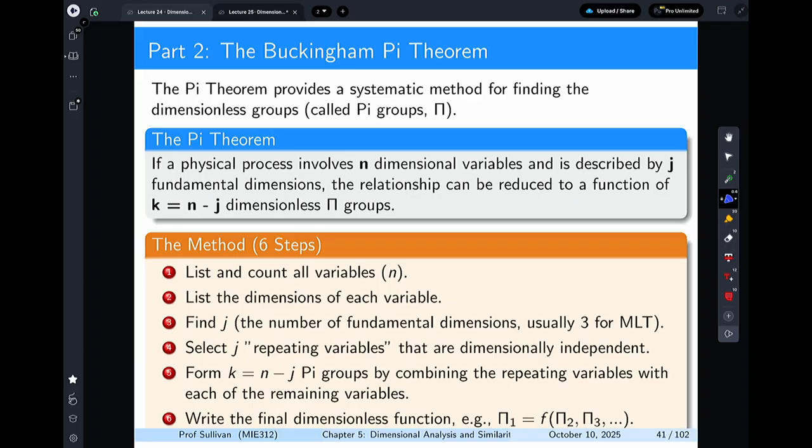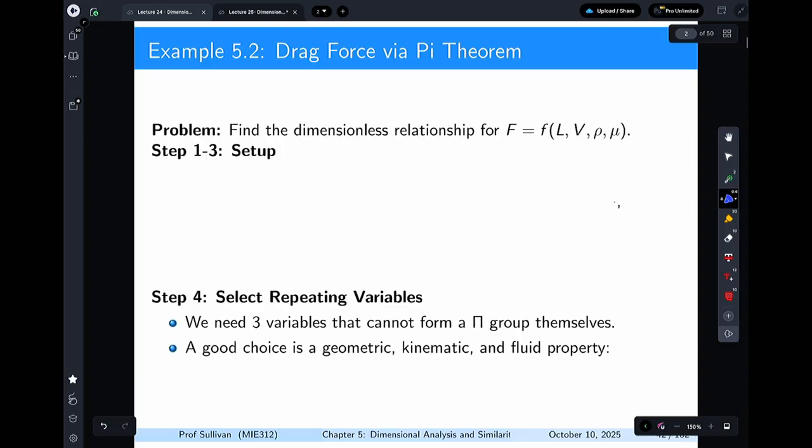Select repeating variables that are dimensionally independent, and then form the number of pi groups out of that, so n minus j. From that, write the final dimensions: pi 1 equals a function of pi 2 and pi 3. And the other thing that you'll notice on that aid sheet is that there is a set of standard non-dimensional groups. So we have, as a startup, a function, force, length, velocity, rho, density, and viscosity.